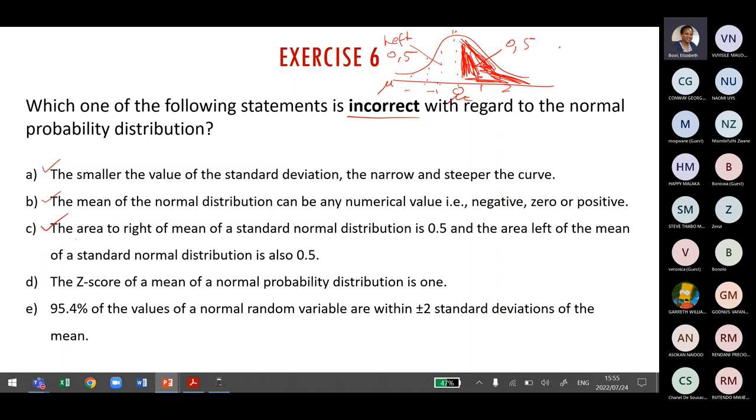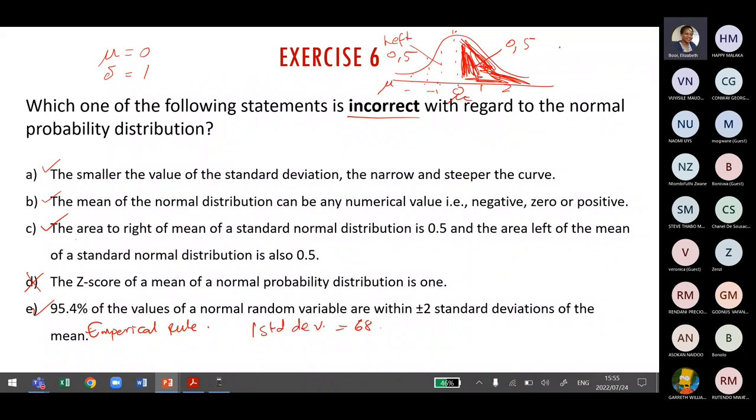Option D, the z-score of the mean of a normal distribution is 1. I think that's not correct. We know that the standard normal distribution has a mean of 0 and a standard deviation of 1. So that will be incorrect. And from the empirical rule, we know that 2 standard deviations is always equal to 95%, 1 standard deviation is equal to 68%, and 3 standard deviations is equal to 99%. Do you still remember that?